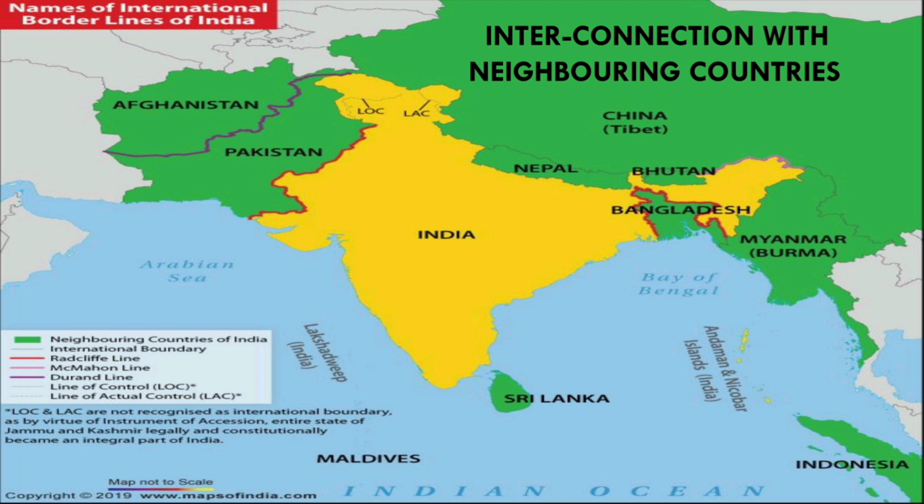This slide shows the interconnection with the neighboring countries. India, being centrally placed in the South Asian region and sharing political boundaries with the SAARC countries, namely Nepal, Bhutan, Bangladesh, and Sri Lanka, is playing a major role in facilitating planning of interconnections with these countries for effective utilization of regional resources.